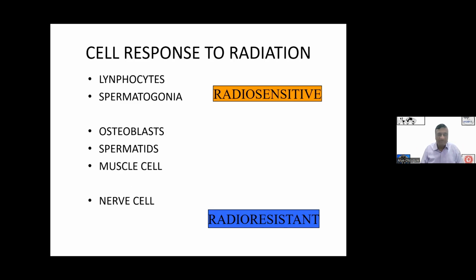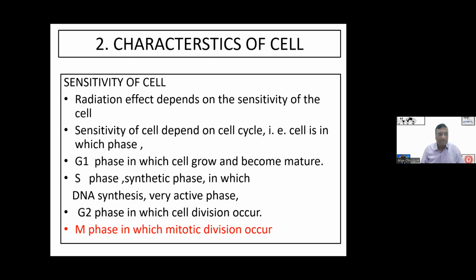Tolerance is good, but still you have to see that recovery is not there. Now, the sensitivity of a cell is not the same all the time, because the cell is going into a cycle of multiplication, and the sensitivity of the cell varies during different phases of its division. So radiation effect depends on the sensitivity of the cell. Sensitivity of the cell depends on the cell cycle. That is, a cell in which phase.